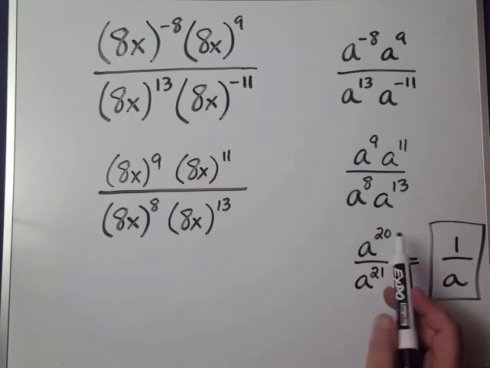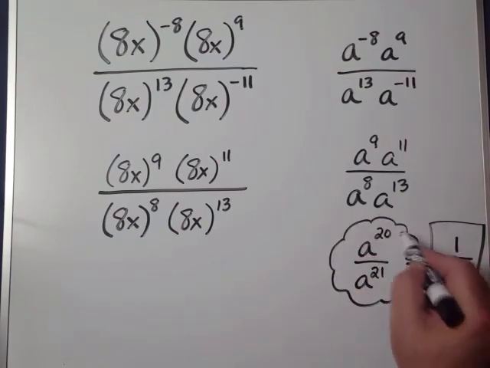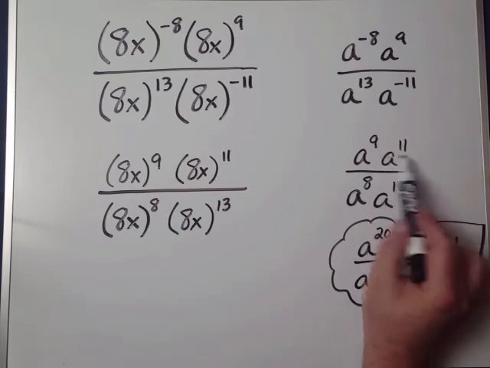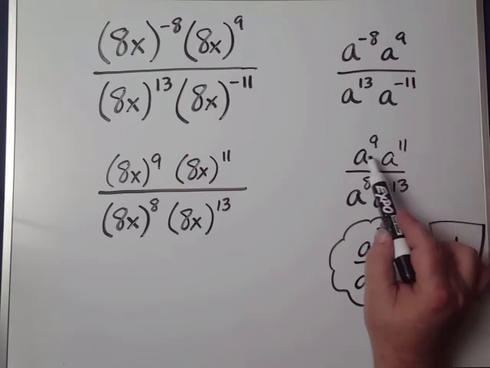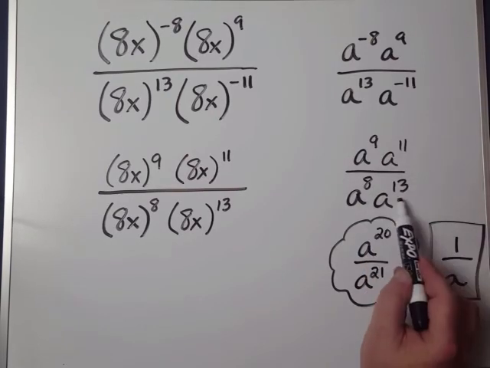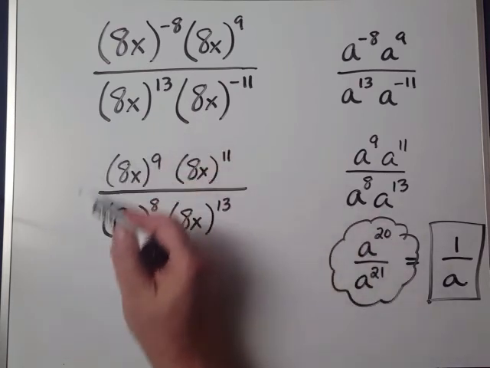I think we could have done that without using this step. We could have said how many a's are in the top, how many a's are in the bottom. There's a total of 20 a's in the top, 21 in the bottom. How many are left and where? And that's how I would finish this problem.